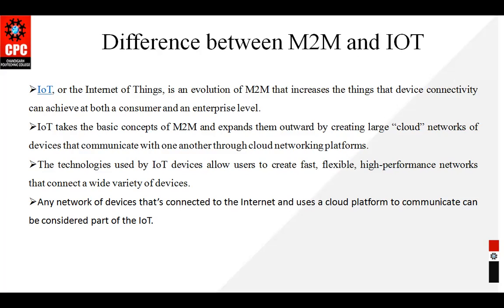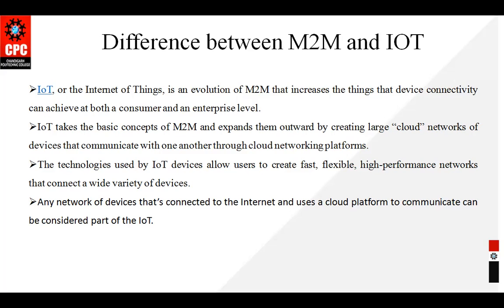Now, the Internet of Things is actually a successor of M2M that increases the device connectivity that can be achieved at both the consumer and the enterprise level. It takes the basic concepts of M2M and has further expanded itself to create a large network where many types of devices can be connected.